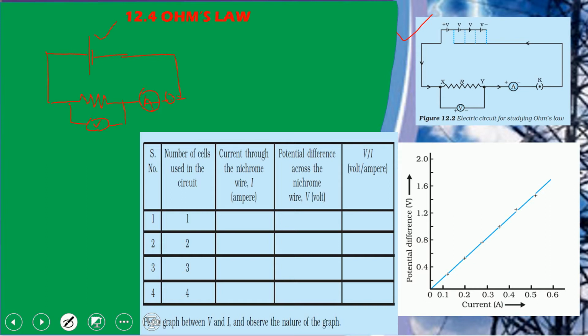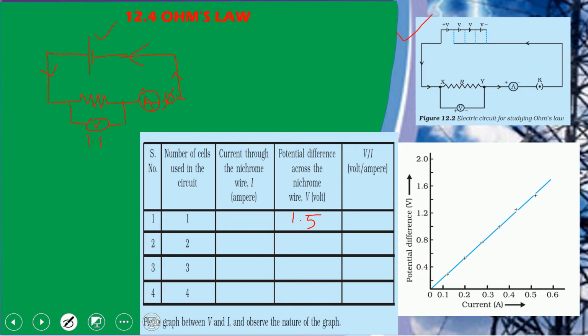Then we are going to close the key. Then the current will pass through this circuit, from positive to negative, correct? Now suppose I have connected only one cell. In this table, the number of cells used in the circuit is one. Suppose the potential difference when one cell is connected is 1.5.